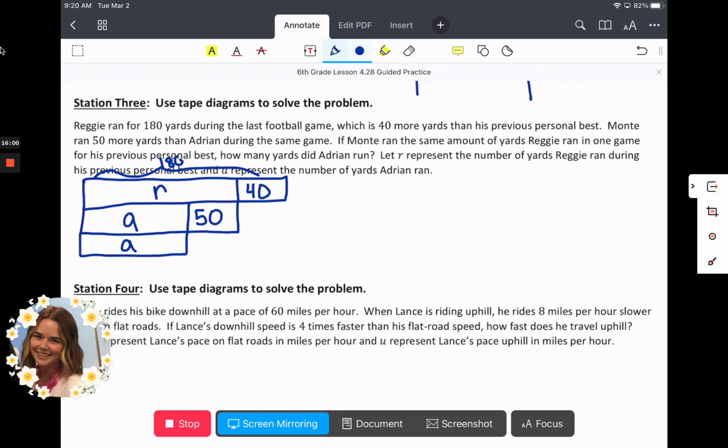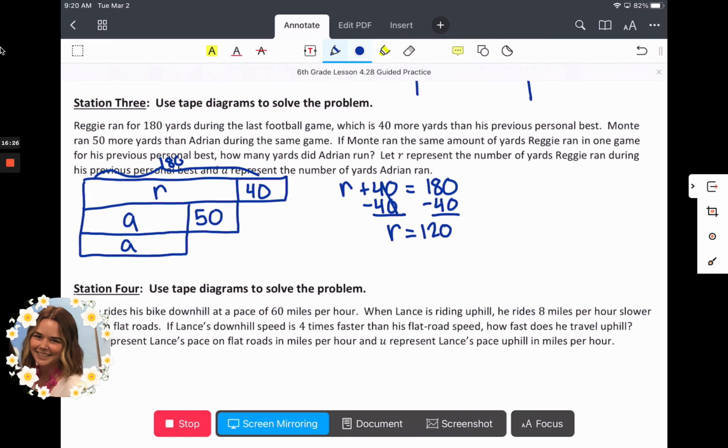So we need to know how many yards Adrian ran. We can start by solving for R. We know that R plus 40 equals 180. So we subtract 40 from both sides. We're left with R equals 120.